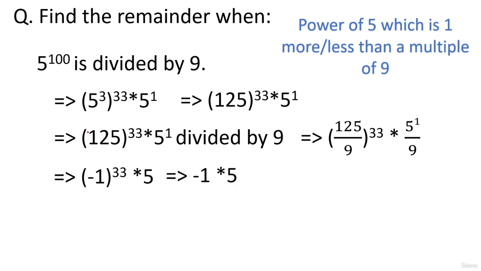Minus 1 into 5 is minus 5. Okay, but it's a negative remainder. Just add your divisor. The final remainder is minus 5 plus the divisor 9, that is 4. We go on to the next part, guys.